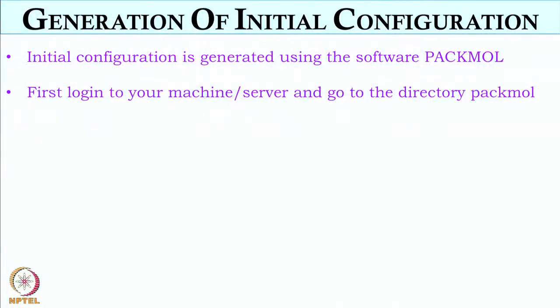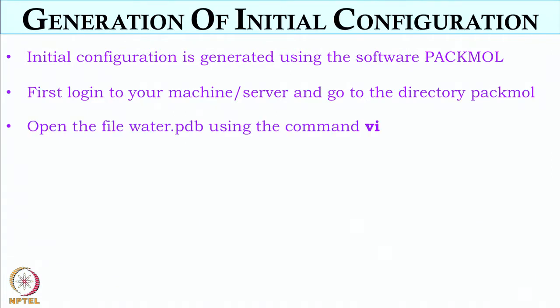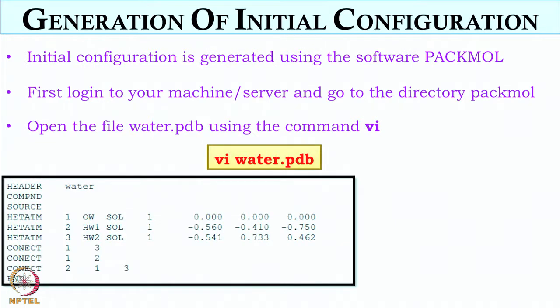And to generate... But you did not say about the INP file. Yeah, INP file will come later when we discuss the generation of initial configuration. Okay. So to generate initial configuration, we will use the help of the software PackMol, which is a free software. First we have to log into our machine or server, and then go to the directory PackMol using the command cd. And we'll have the file water.pdb, which we can view using the command vi. So vi water.pdb, this is the PDB file of water.